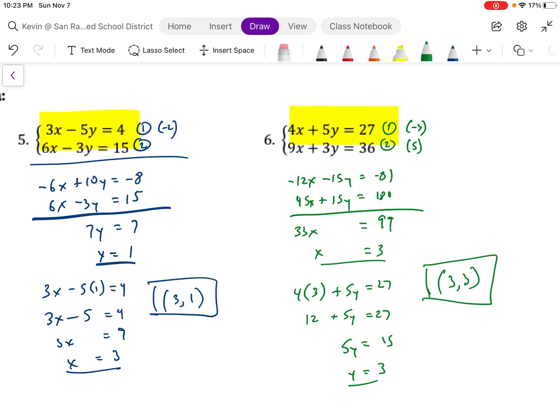All right. So there we just solved using elimination, where we just need to eliminate one of our variables. And in some cases, we're going to have to multiply either one or both of the equations by a constant in order to change values.